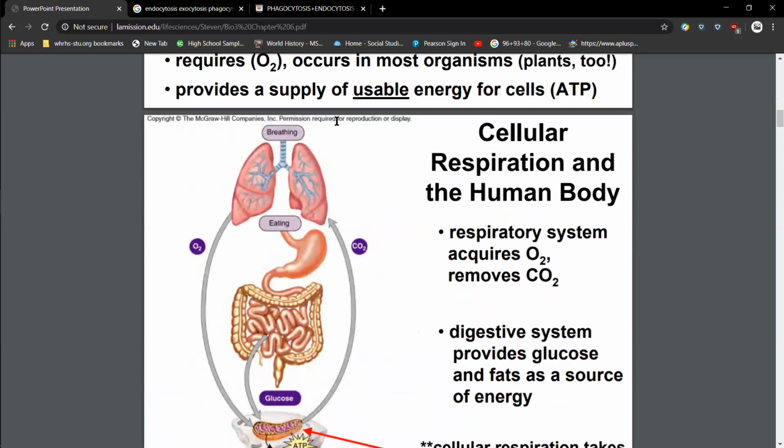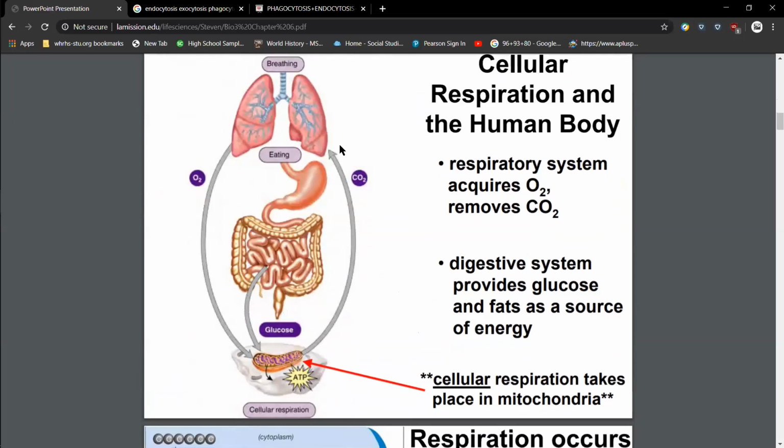Okay. So, cell respiration in the human body. Cellular respiration actually takes place in the mitochondria. But there's another type of respiration, which means breathing. Respiration just means breathing. Cellular respiration is the process by which glucose is turned into ATP. Respiration is the process by which we breathe, pretty much.